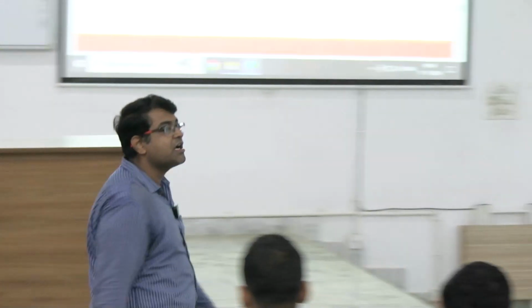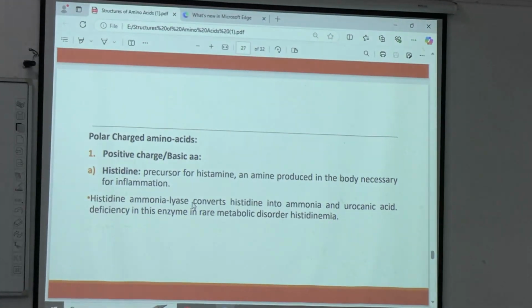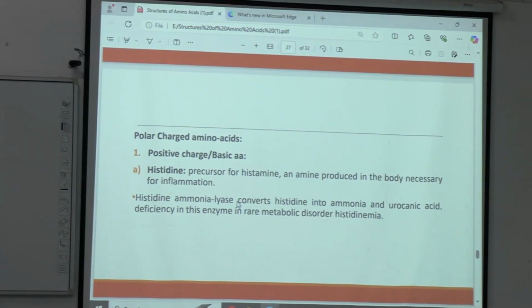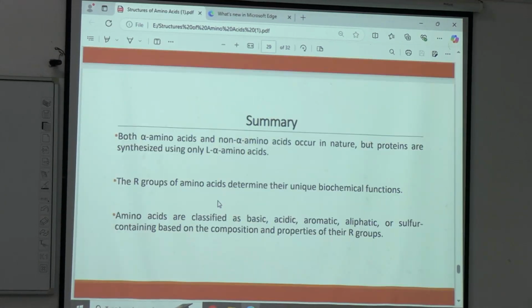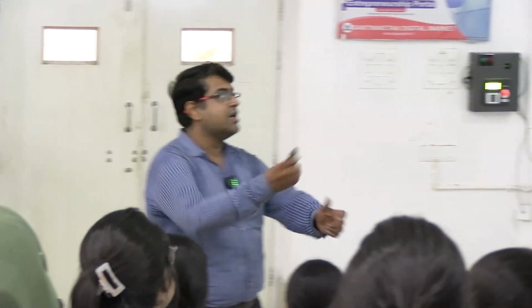So histidine and arginine are basic amino acids, and they maintain your blood pH by countering the excessive acidic condition when it appears in your blood. And with this we have talked about the chemistry of amino acids.